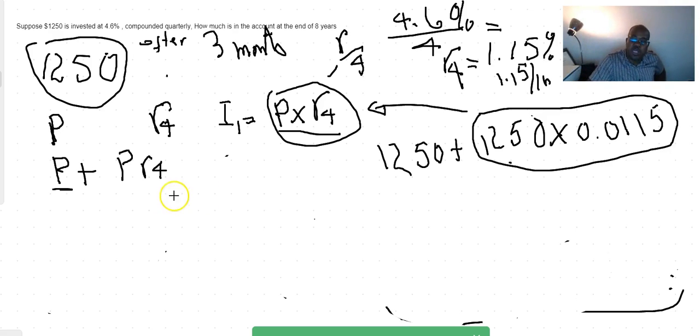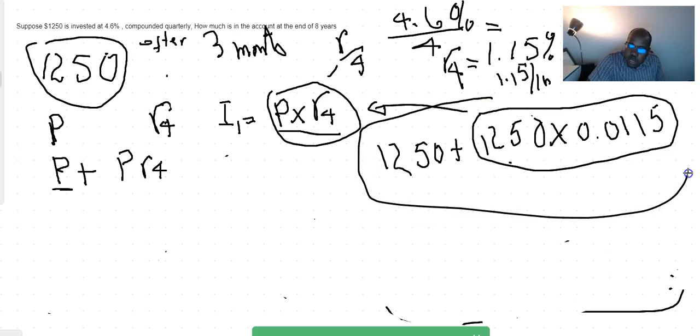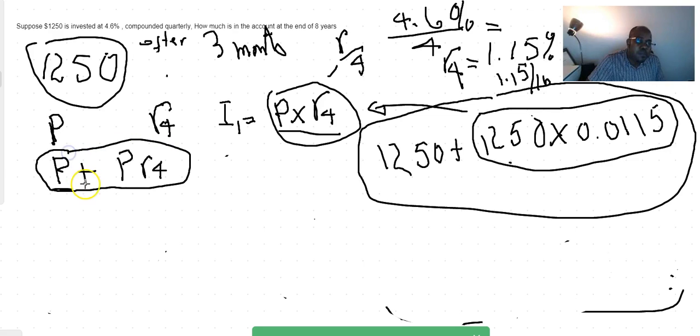What about the second period? For the second period, I'm going to have a new capital. The new capital is going to be this one plus this one. That means my new capital is this whole part, which means my new capital right now is not P. My new capital is P plus P times the interest. That's going to be my new capital.